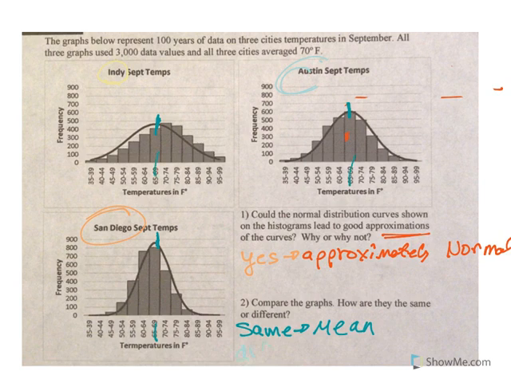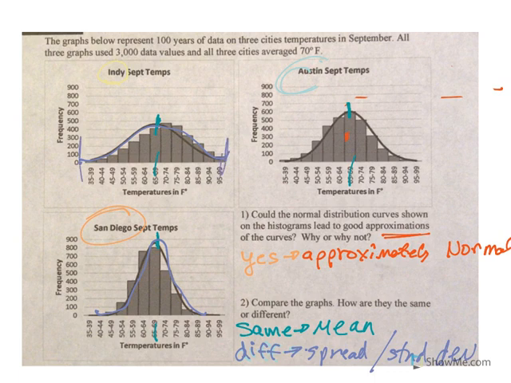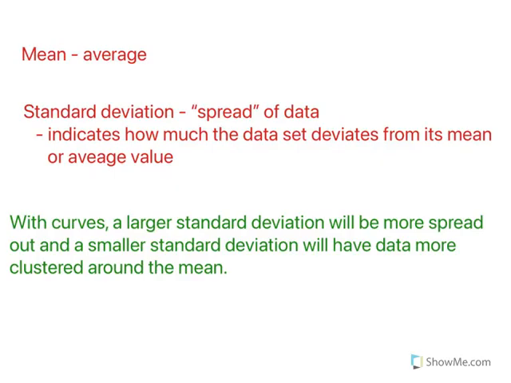If we want to talk about how they are different, look at the spread. San Diego is super high, Indy is kind of spread out, Austin somewhere in the middle. So they're different by the spread of data, which we often talk about as the standard deviation. With Indy, you're going to have a bigger spread than with any of the other cities.